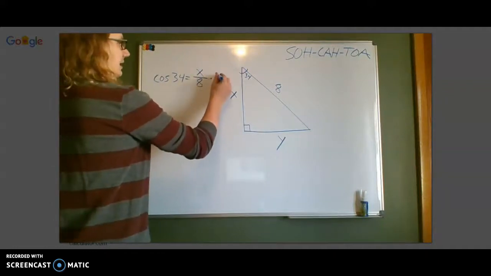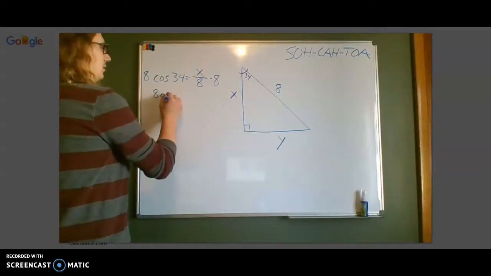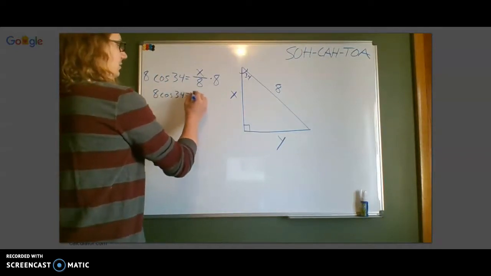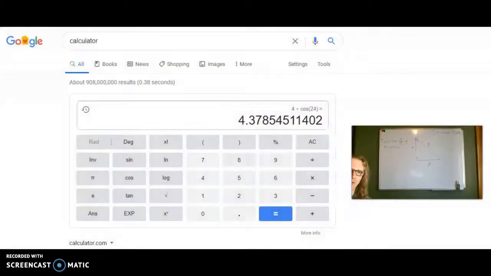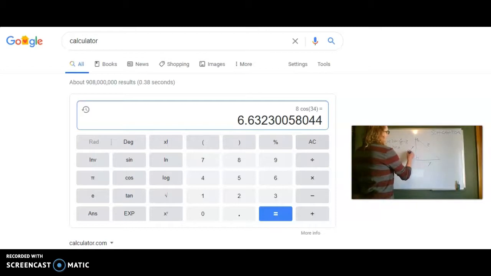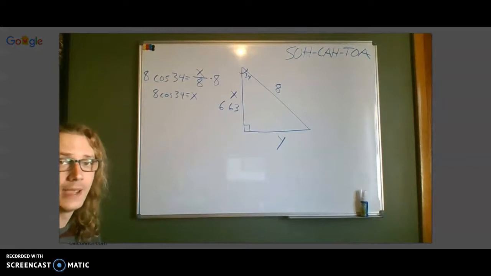I need to get x by itself, so multiply both sides by 8. 8 cosine of 34 equals x. X is all by its lonesome. I can clear, so that's 8 cosine 34. Yep, plug that in right. 6.63 for x. Around. Yeah. All right. Take just a moment then. Make this bigger for you again. Take just a moment and calculate y.